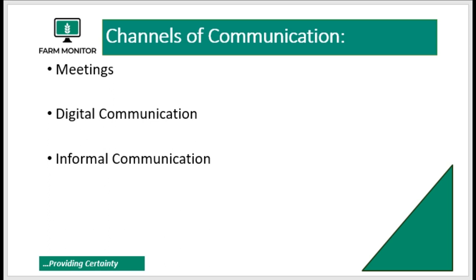Informal communication refers to conversations between members outside of the formal or regular meetings. This kind of informal communication can play a significant role in building relationships and sharing information.